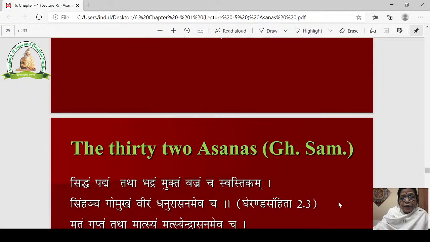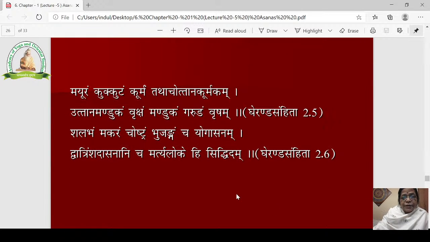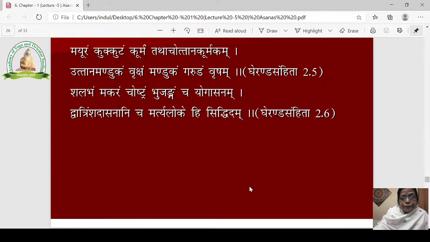And what are the 32 asanas according to Gheranda Samhita? Siddhasana, Padmasana, Bhadrasana, Muktasana, Vajrasana, Swastikasana, then Simhasana, Gomukhasana, Virasana, Dhanurasana, Mritasana, that means Savasana, Guptasana, Matsyasana, Matsyendrasana, then Gorakshasana, Paschimottanasana, Utkatasana, Sankatasana, then Mayurasana, Kukkutasana, Kurmasana, Uttana Kurmasana, Uttana Mandukasana, Vrikshasana, Mandukasana, Garudasana, Vrishasana, Shalabhasana, Makarasana, Ushtrasana, Bhujangasana, Yogasana. These are the 32 asanas which are very much famous in the world.